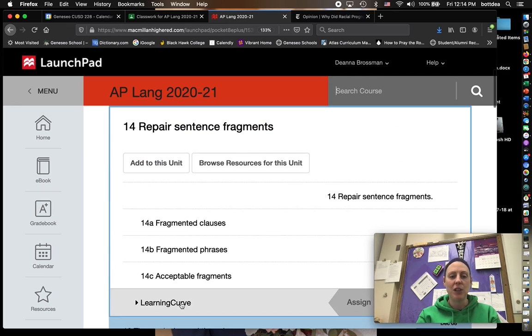But make sure you do the Learning Curve quiz, and it's adaptive because the sooner you get questions right, the shorter the quiz is. If you start getting questions wrong, then it's going to keep throwing questions at you until you achieve a certain score. Make sure that you keep going until it tells you that you're done. Okay?